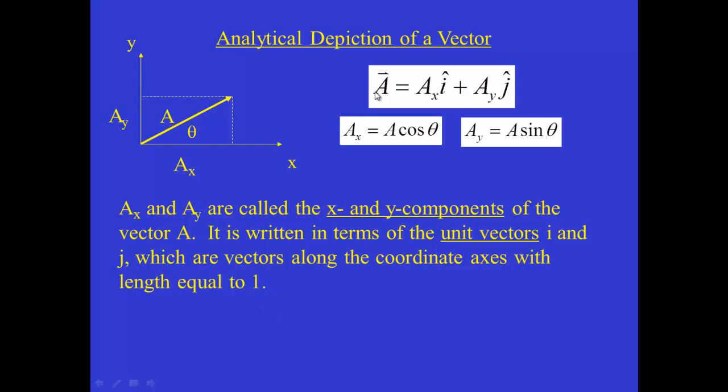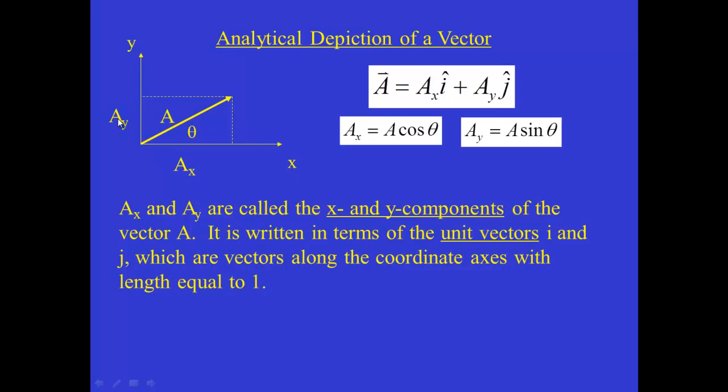So in this equation, A equals A sub x i hat plus A sub y j hat, it means that A is composed, first of all, starting from the origin, by moving in the i hat direction, moving in the x direction by an amount A sub x, and then turning and moving in the y direction by an amount A sub y times this unit vector j hat.